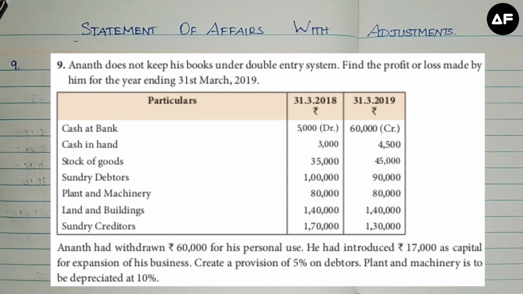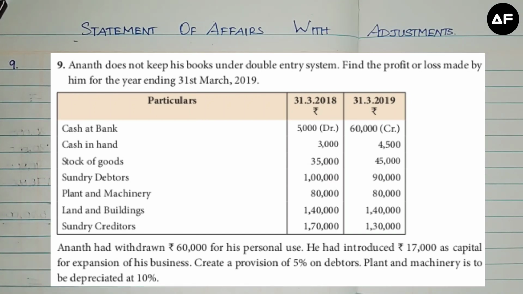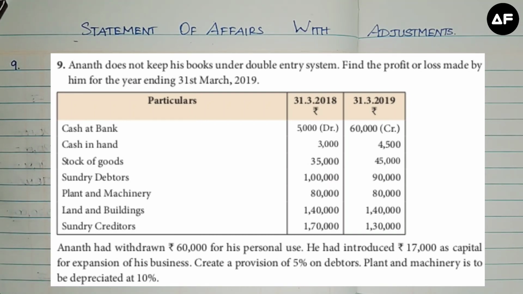Further, when you read through the sum, Anand had withdrawn 60,000 for his personal use. So that is our drawings. He had introduced 17,000 as capital for expansion of his business. That is additional capital. Create a provision of 5% on debtors. So that is our adjustment which we are going to do only in the closing statement of affairs. Plant and machinery is to be depreciated at 10%. This is also going to be prepared only in the closing statement of affairs.